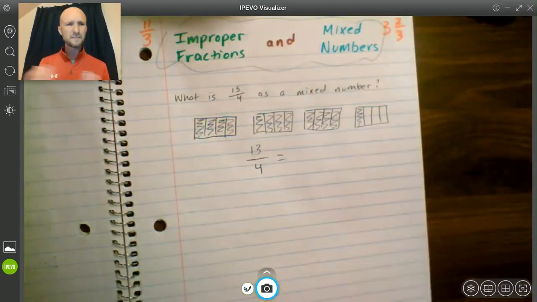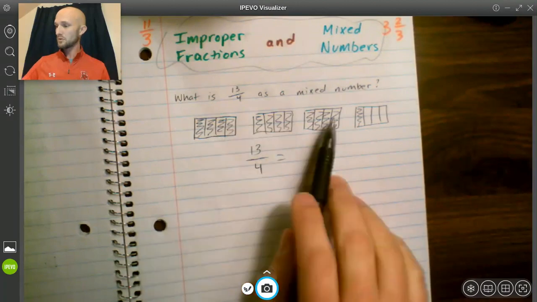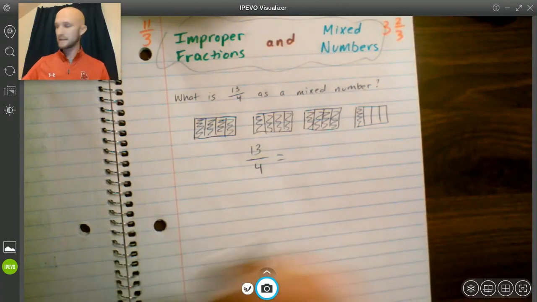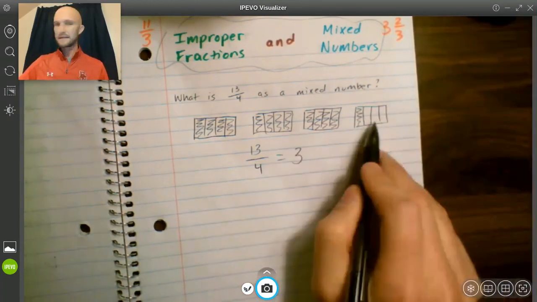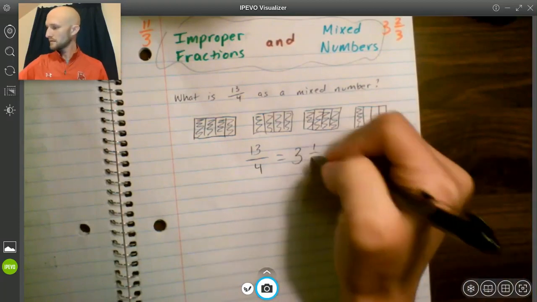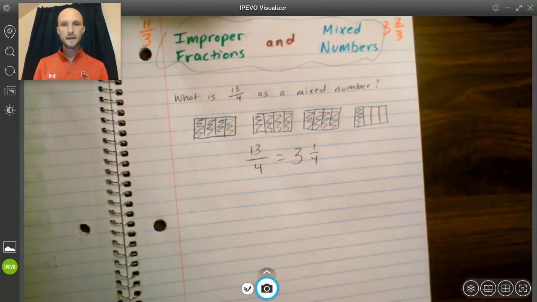Well, look at that picture. What do you see as a whole number? I see 1, 2, 3 fully shaded rectangles, and I see 1/4 here. Okay, 3 and 1/4. There it is with drawings.